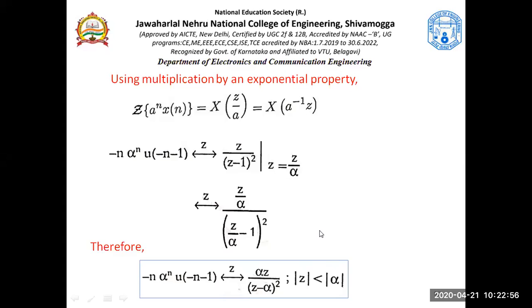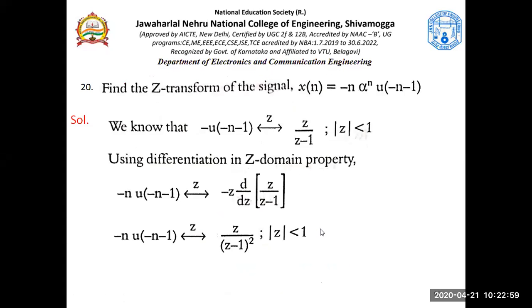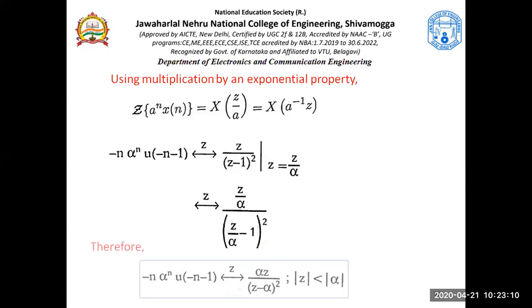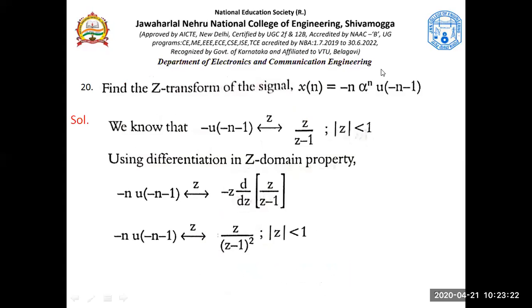Where is that ROC? The ROC was not dealt with here. The ROC was magnitude z less than 1. So in place of z, we need to bring z by alpha. So it would be magnitude z by alpha less than 1, which is as good as magnitude z less than alpha. Here, just observe how the problem was done. First, minus u of minus n minus 1 was taken, then n was introduced, then alpha power n was introduced. This is one way of solving this problem.